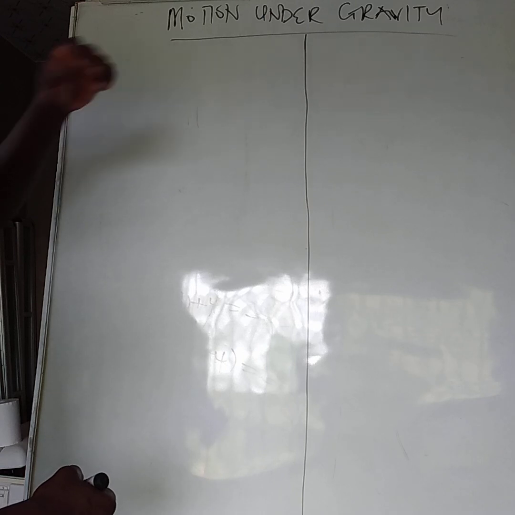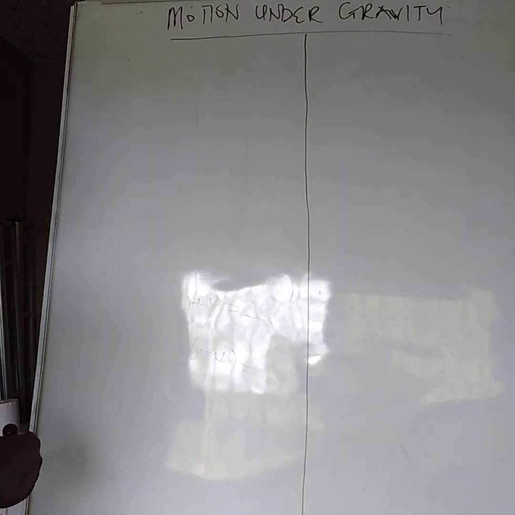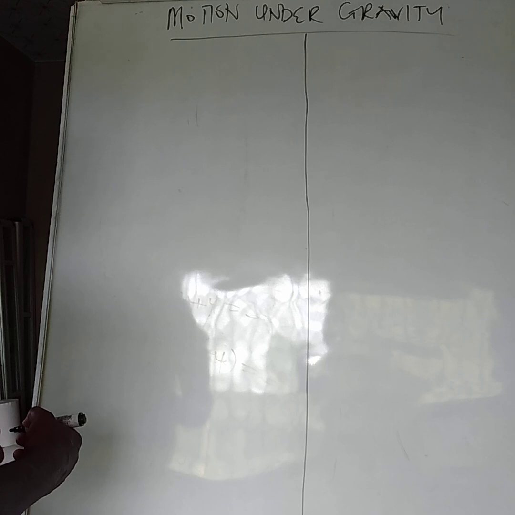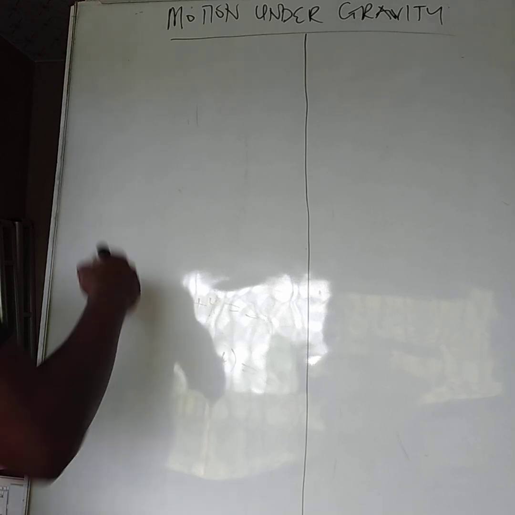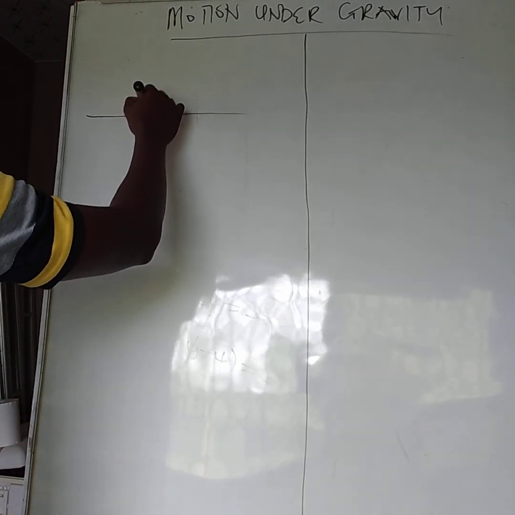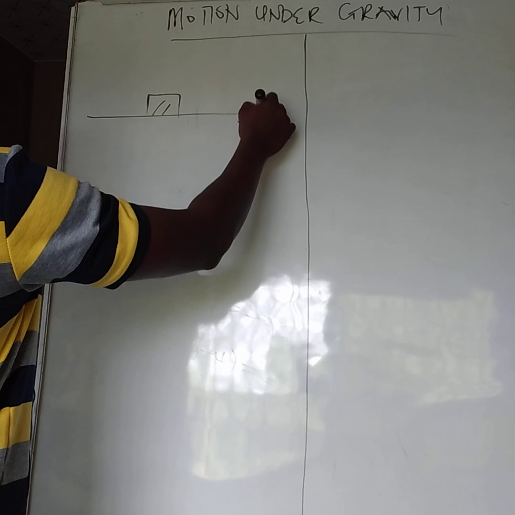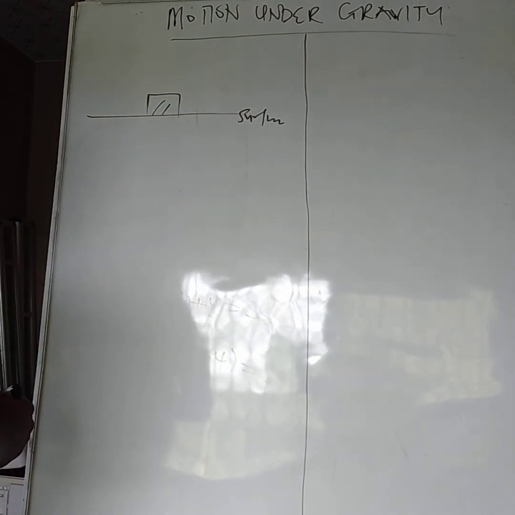Today, we'd like to look at motion under gravity. If you are talking about motion under gravity, then you are talking about motion under the Earth's gravitational force. If I have an object lying on a surface, this is my surface and this is my object lying on the surface.